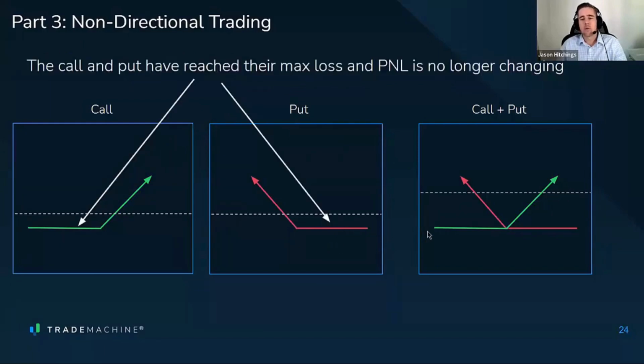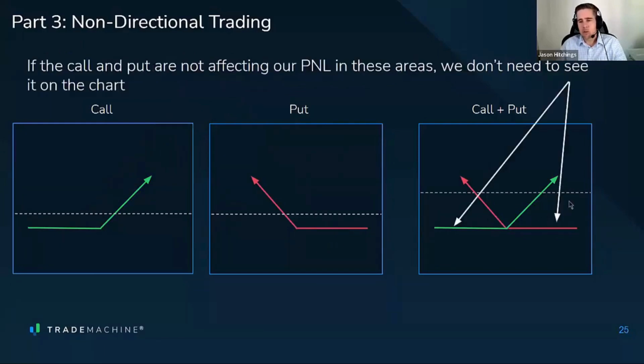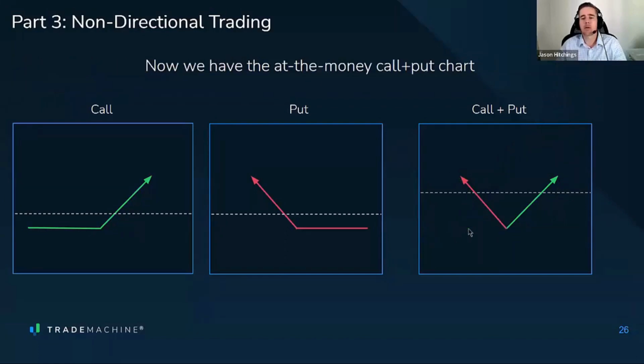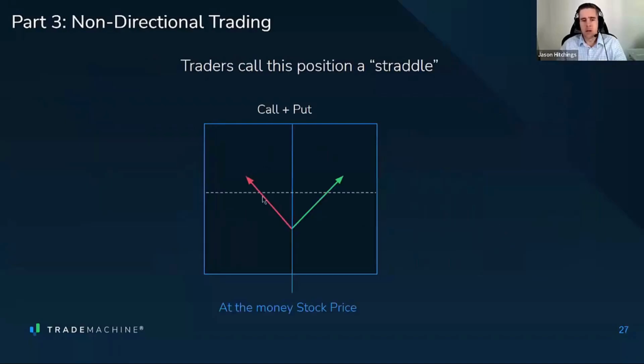So when we render these on the chart, when you combine them, you really don't need to see them anymore, especially because they're getting canceled out. Your call is not going down in value anymore, but your put is going up in value. So the call is not affecting the position, but the put is. We can actually just zap those out of the chart. And this is what we have in terms of our combined call and put P&L chart. We call it a straddle.